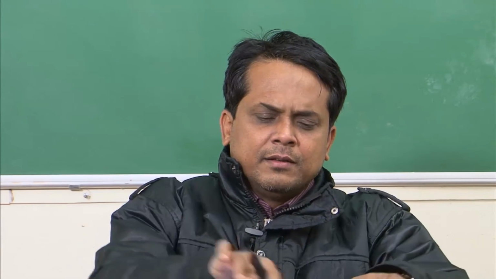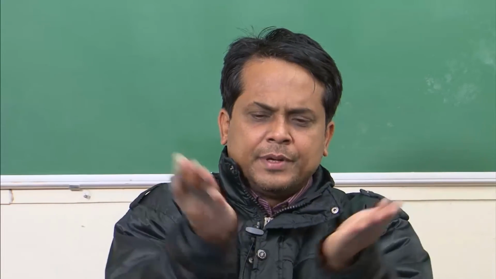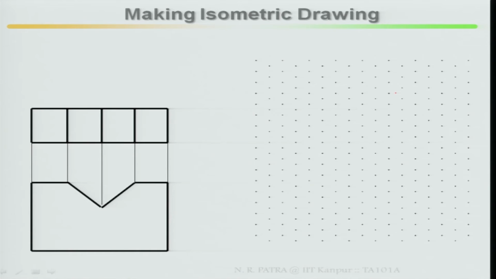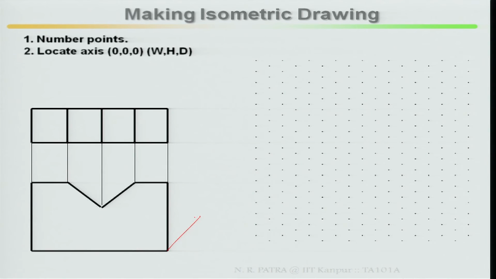So there is a slanted face, there are two cutting faces meeting at one point. Then how does it look? That means this slot is continuous along the depth direction. Depth direction will be in these directions. To start with, number the points first, mark the critical points. So locate axis 0, 0, 0: width, height, and this is your depth direction.